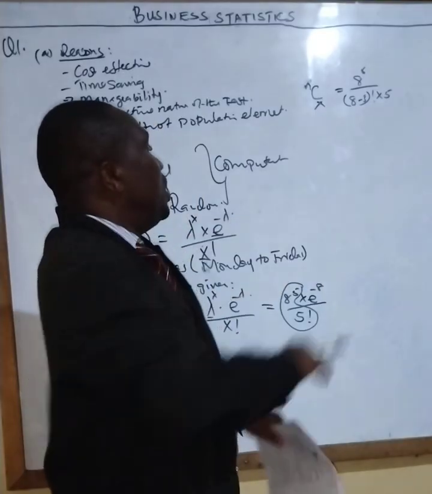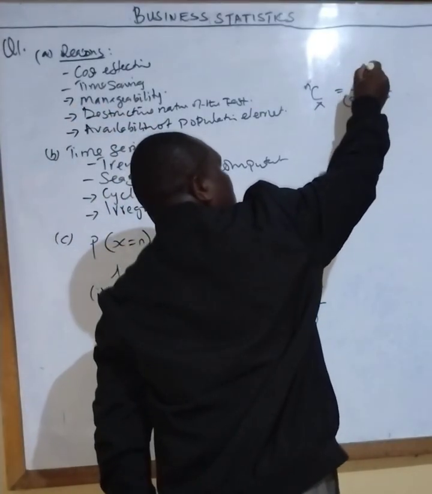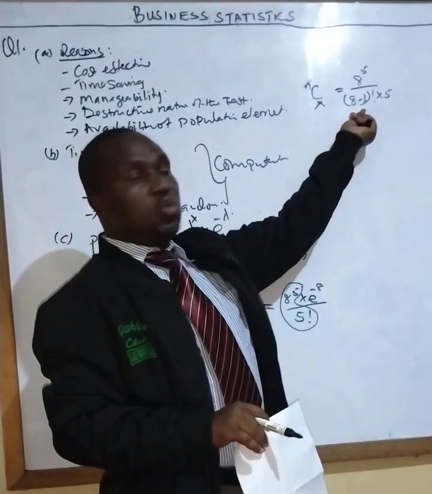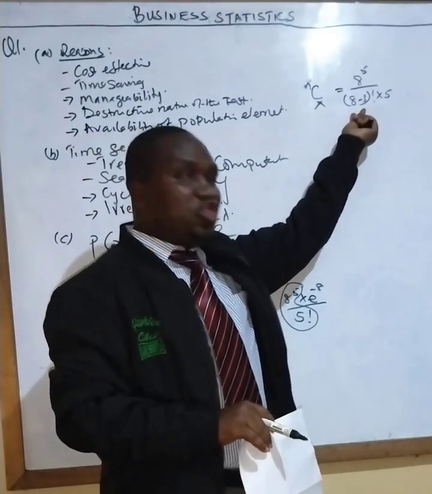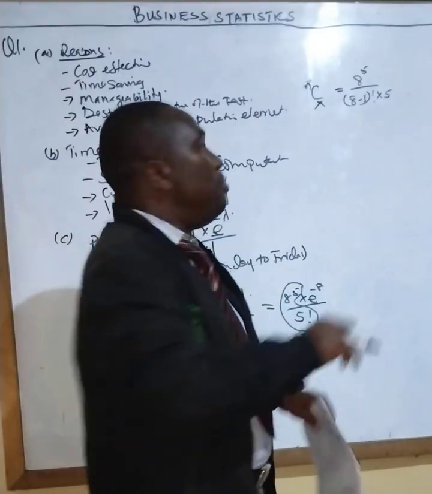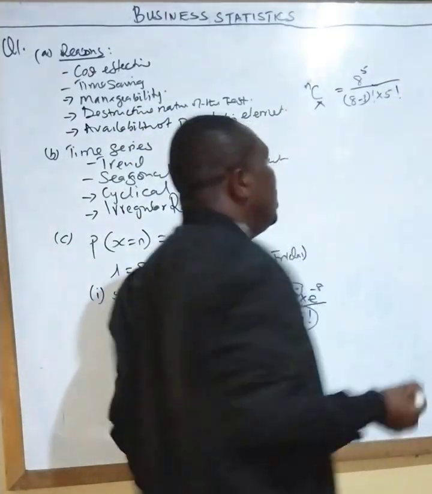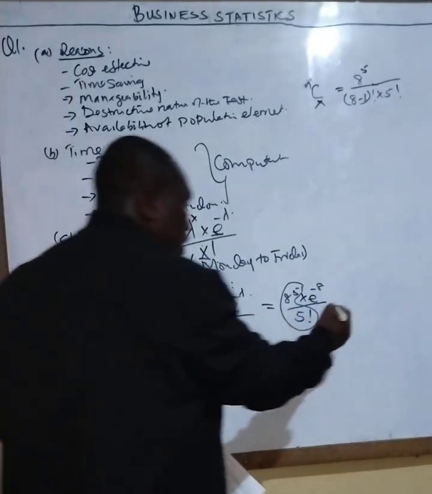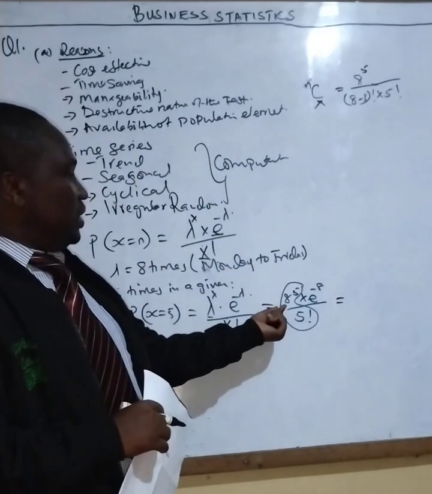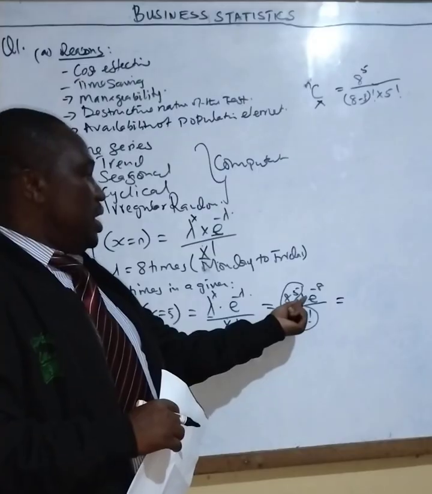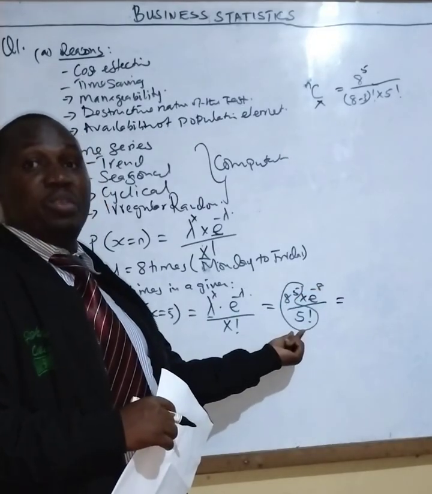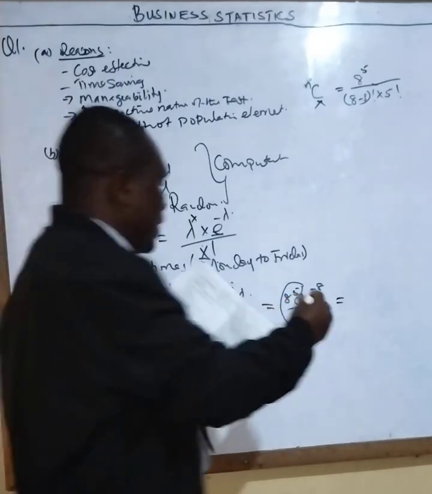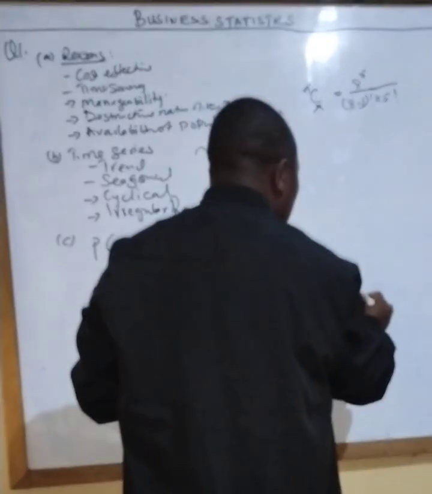If you press your calculator, it will be 8 power 5, then divide by the difference between these two, which gives you 3. Then you press permutation 3, then times permutation 5. Your calculator will just give you the answer directly. And if you have a challenge on that, kindly, class, reach out to me and I will be able to help you. Now it is 8 power 5 times e power negative 8 divided by 5 permutation 5 or factorial 5. So when you press that correctly using your calculator, the answer you get is 9.15%.